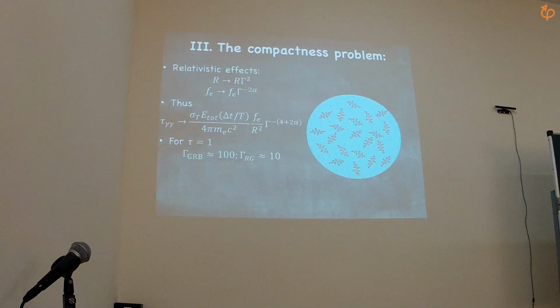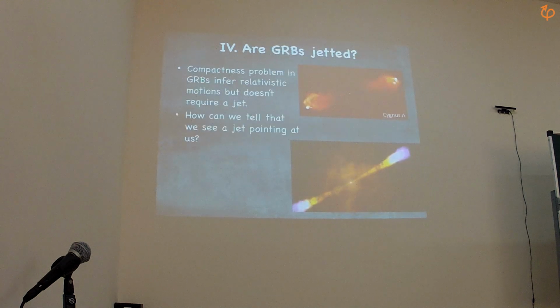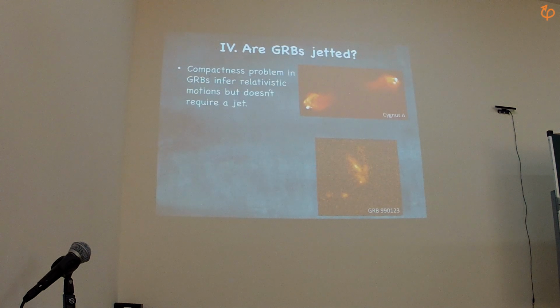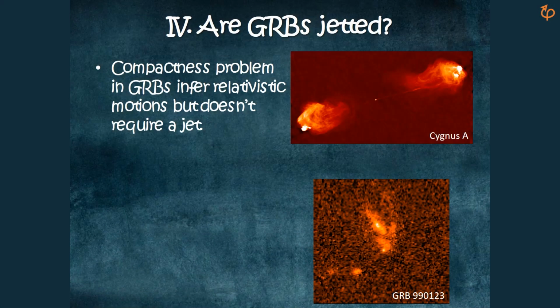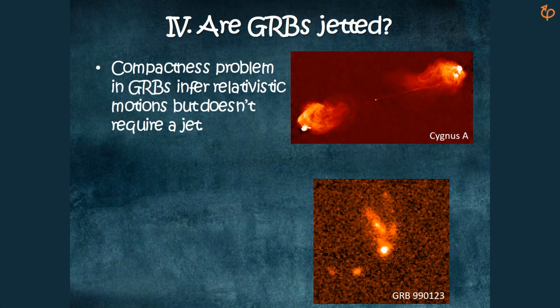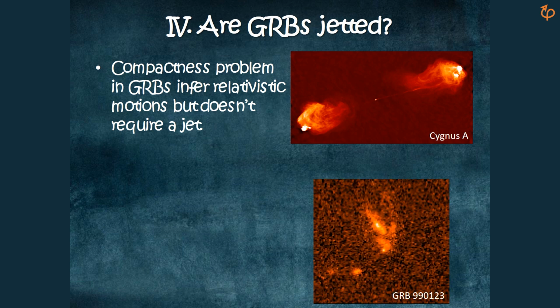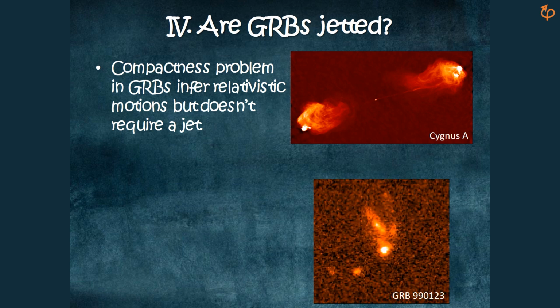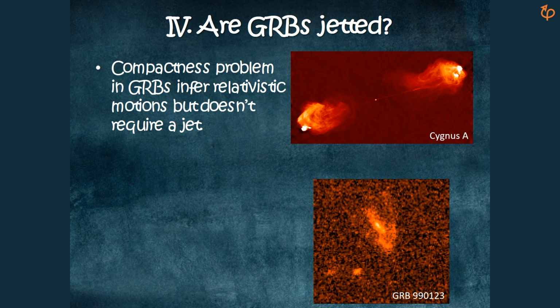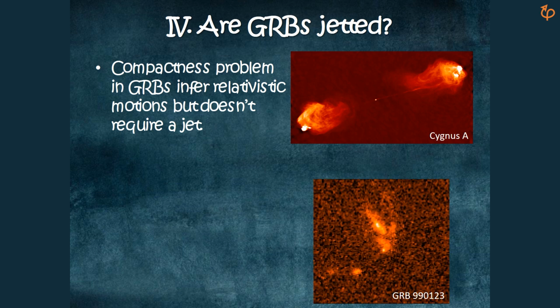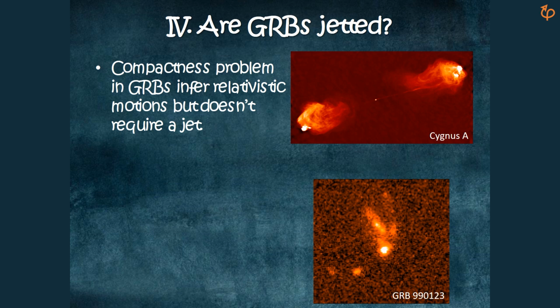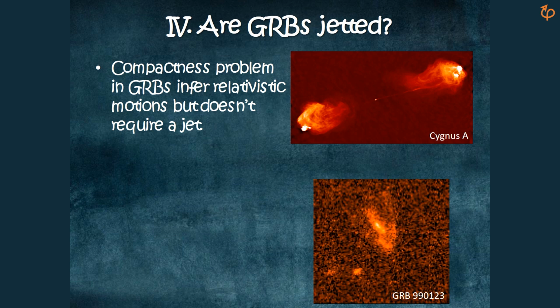So there is another topic that I want to tell you about. This topic is addressing, again, the question of how do we know that GRB jets are actually jets and not something else? Okay, so all I told you so far was the compactness problem. The compactness problem tells me that stuff is actually larger than what it appears to be.